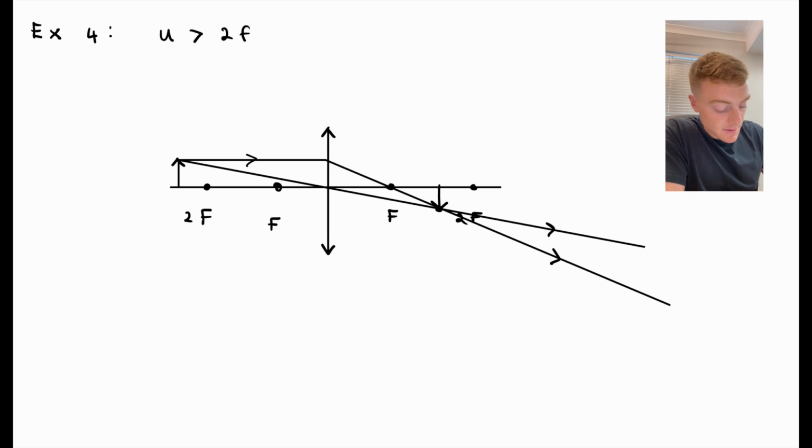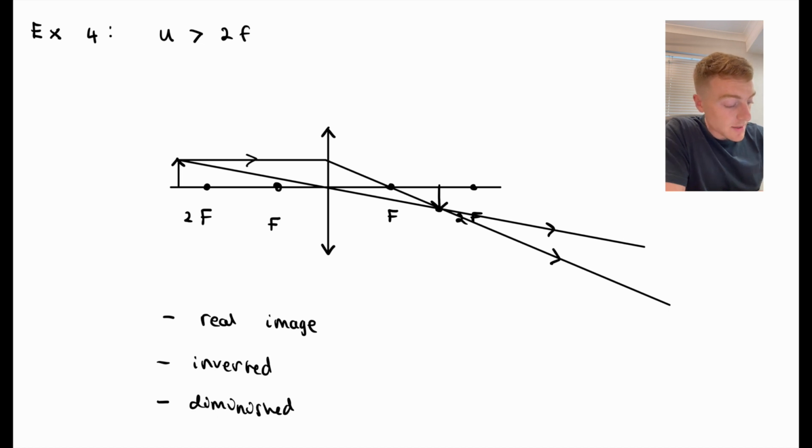Now in this case, again, the light rays do actually meet because they do actually cross. We didn't have to trace back. So we can then say that that's going to be a real image. We can see that it's inverted, so it's upside down. And this time, if you measured it accurately, you'd find that it's actually diminished. So in other words, it's got smaller. So when you place the object at a distance greater than 2 focal lengths, you get a diminished image.